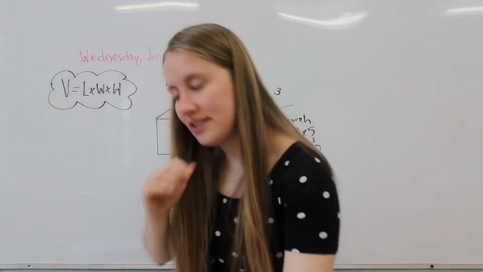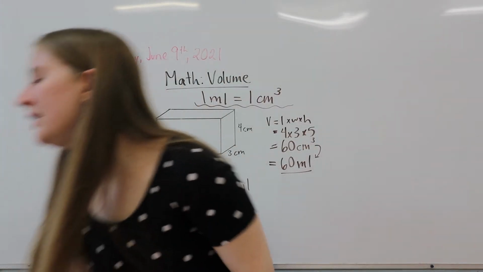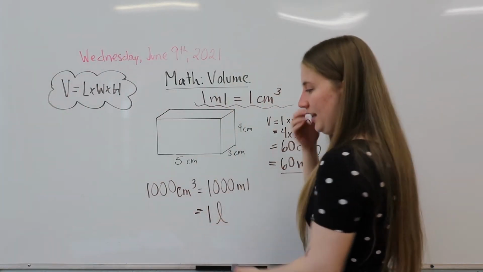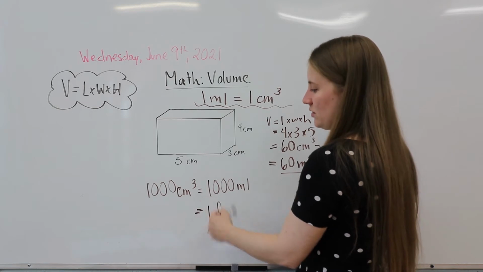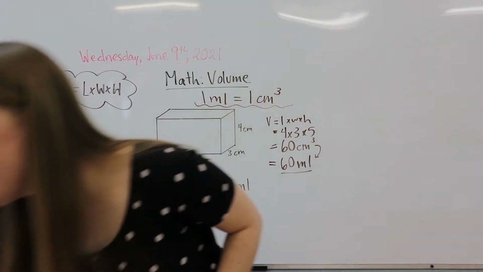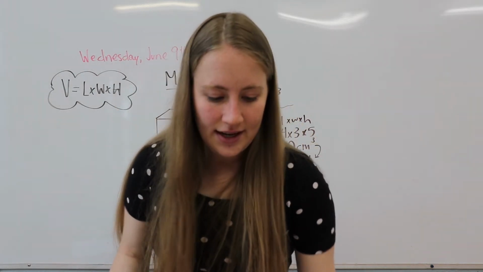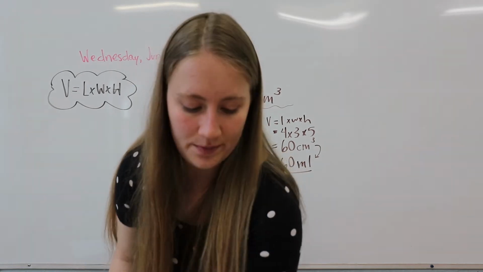So now that we have this information, I want you to write this down too, that 1,000 centimeters cubed equals 1 liter. So you can write this whole thing, or you can just write that it equals 1 liter. And circle it too because it's also important. So now that we know this, we can use it to help us understand volume.